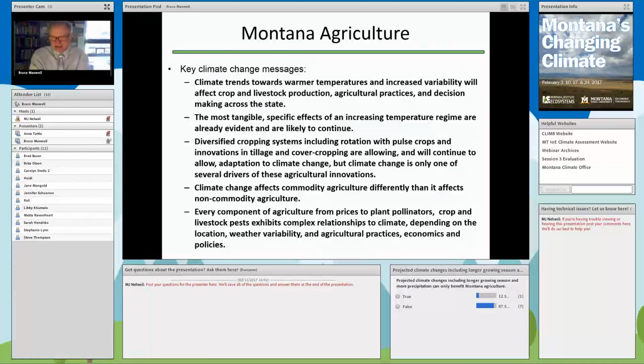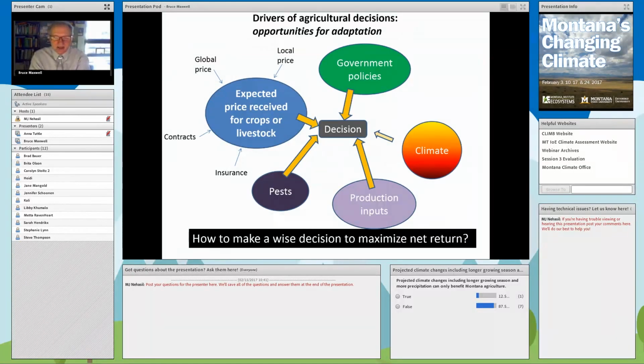So I simply show that with this diagram, kind of trying to get some sense for an agricultural decision. It is based on expected price received for a crop or livestock, and that plays a large role in how decisions have been made in the recent past, and certainly currently. Government policies play a large role in that. Pests play maybe less of a role and are kind of always there, so they've always managed around it. Just like climate, as I said before, climate's always been variable. So do you do something different because of climate? Well, we expect climate to play an increasing role in how decisions are made.